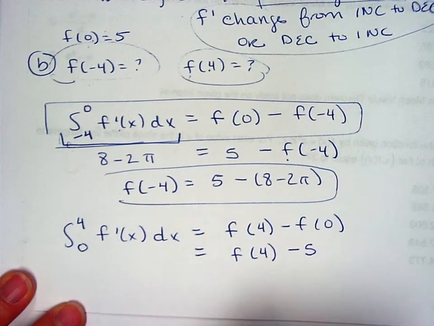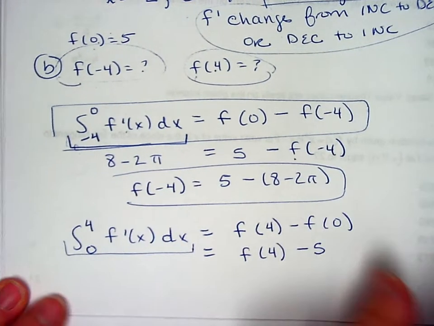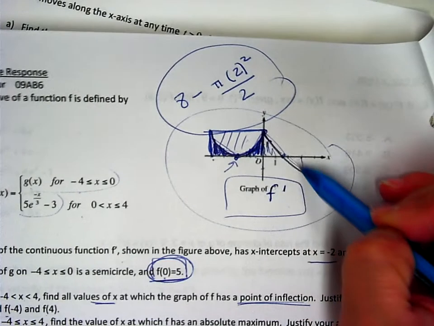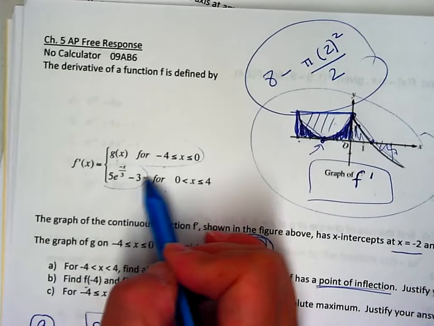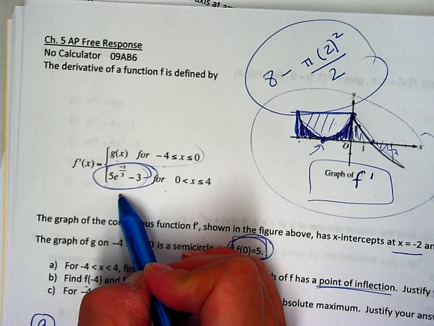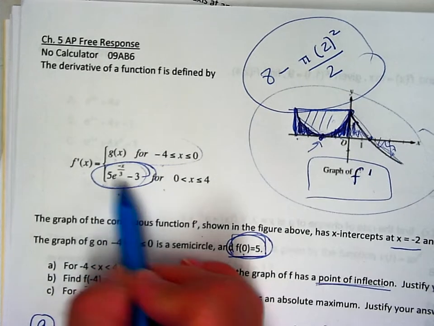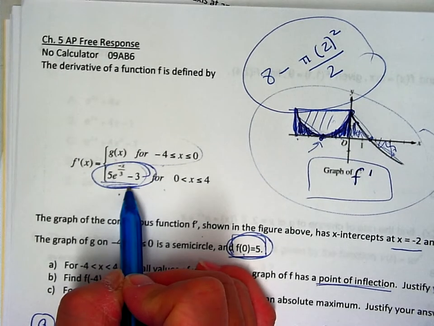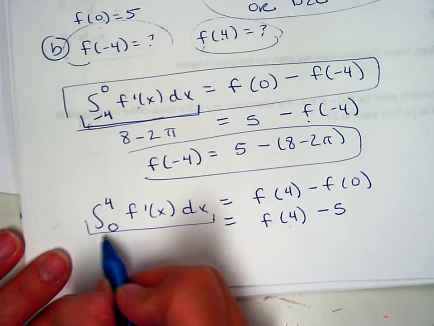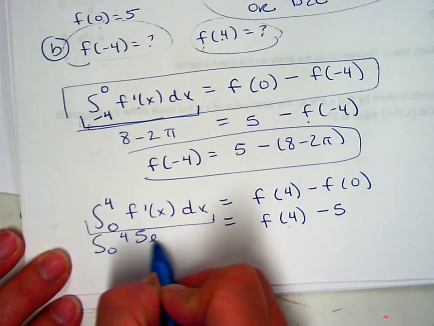This is 5. This is the area underneath the curve from 0 to 4. It would be this and this. But this one, they actually gave me the equation, so I'm not going to do it geometrically. You're not going to be able to actually find it geometrically, but I can go ahead and take this antiderivative. So this is my equation. They're giving me this equation.